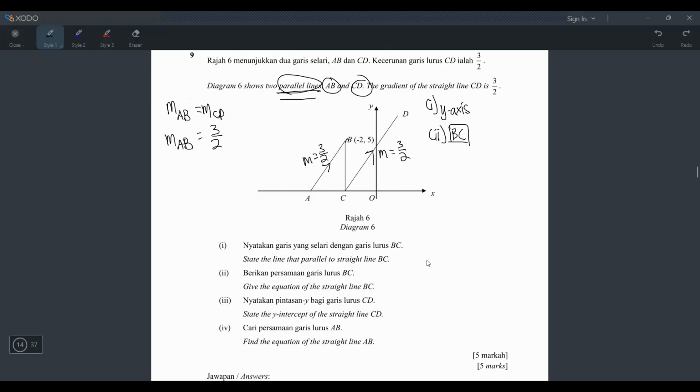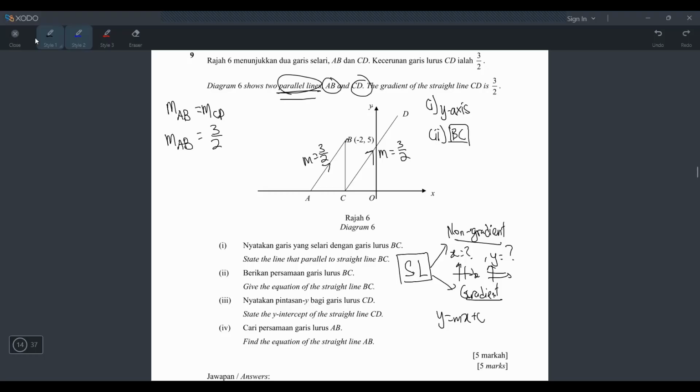So when we find a straight line equation, we have a non-gradient line, and we also have a gradient line. If it's a gradient line, then only we use the formula y equals mx plus c. But if it's a non-gradient line, your equation will not be y equals mx plus c. It will just be x equals a number or y equals a number, depending on whether the line is horizontal or vertical. If it's x equals a number, the line will be vertical. If it's y equals, it will be horizontal. Because x equals means potong x. y equals means potong y. Okay, so let's erase all this. So clearly, the BC line is not a gradient line.